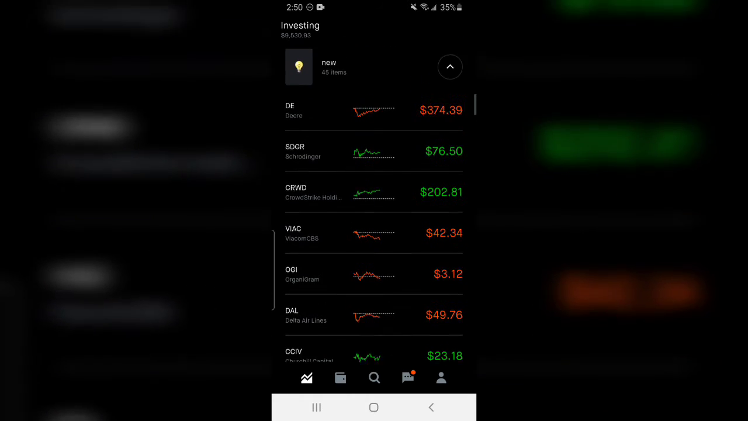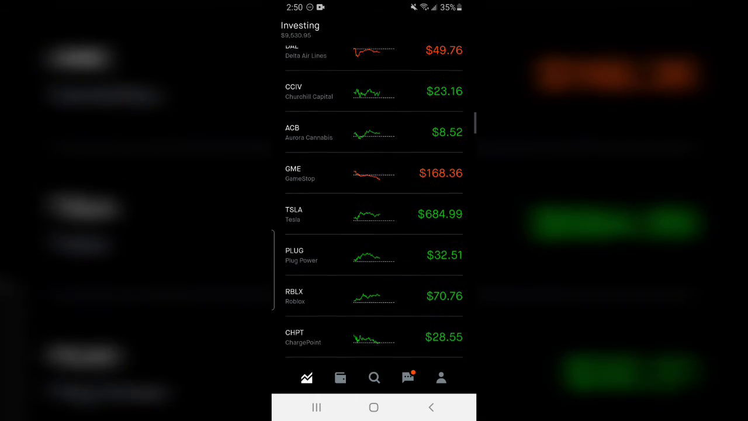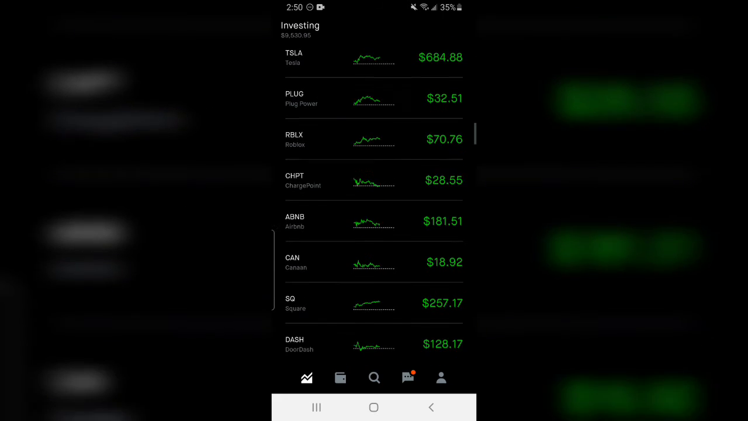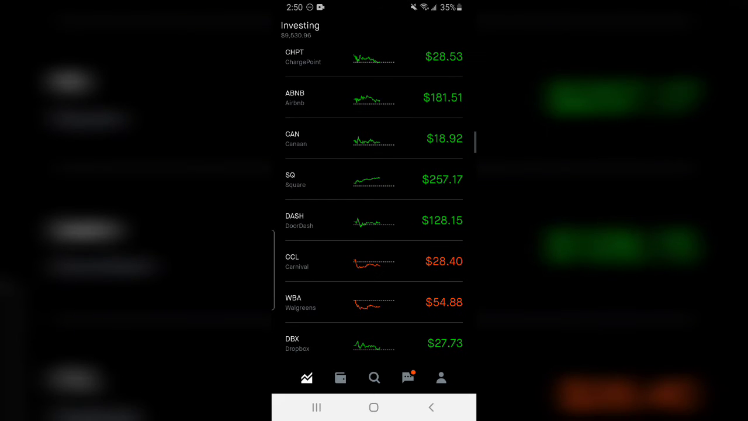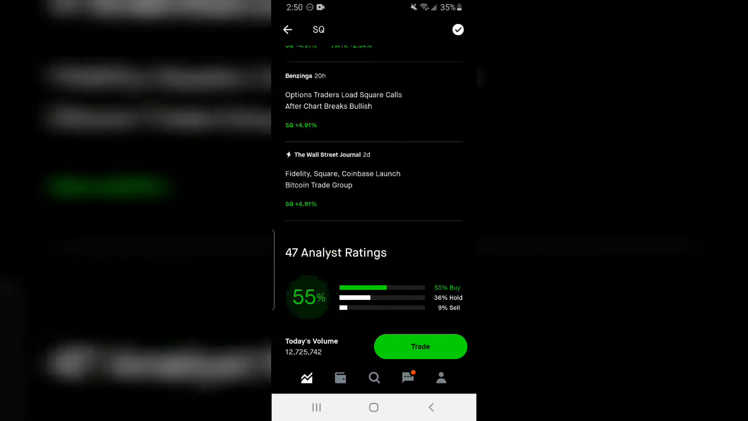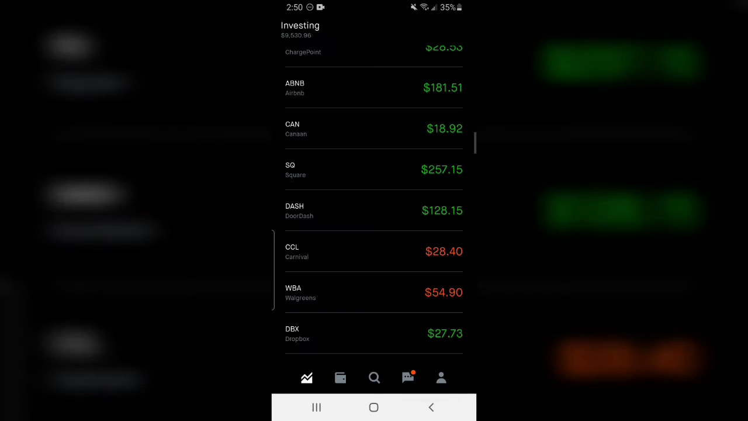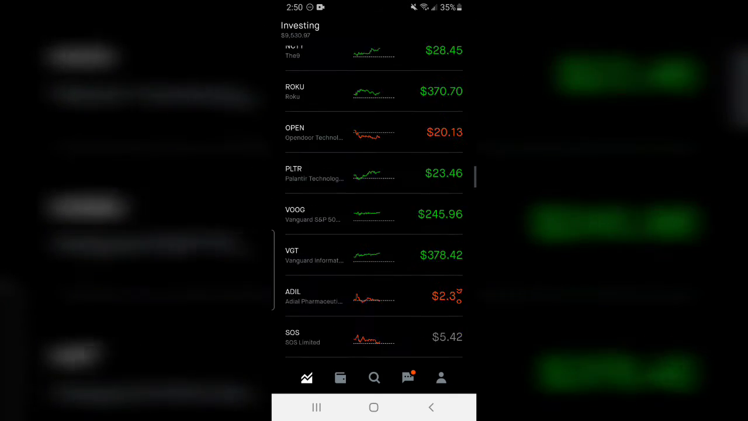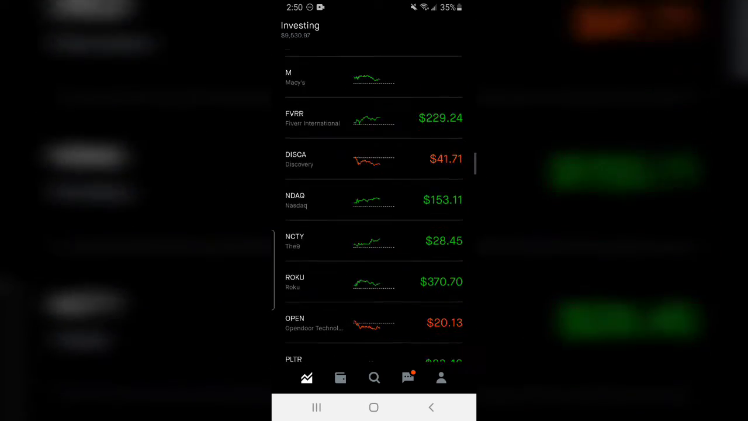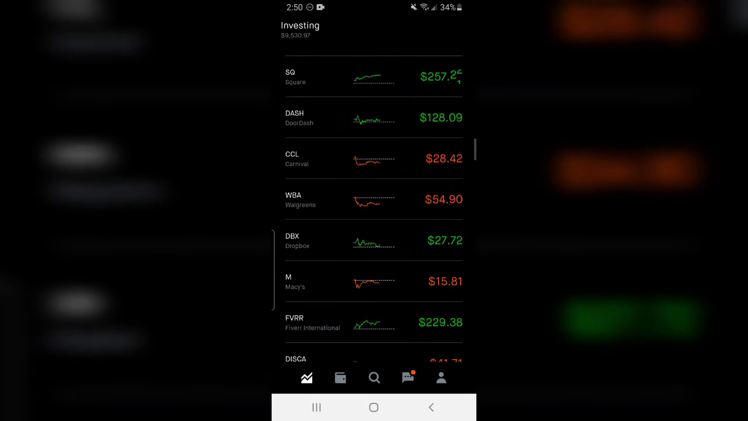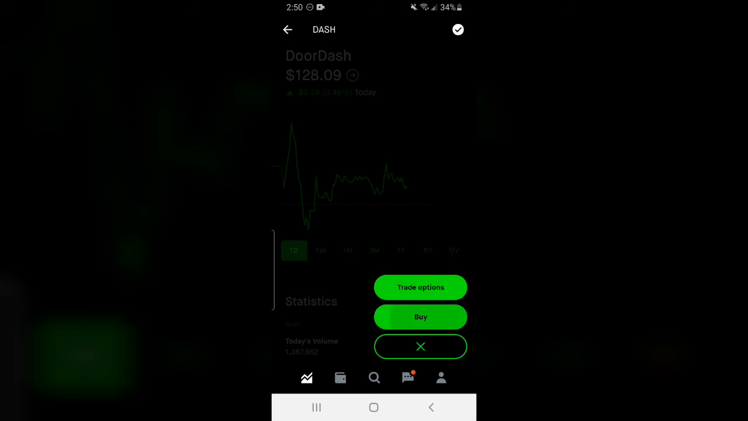So let's find a good stock, one that everyone should know about. Let's scroll down. We have Airbnb, we have Square, which I think is Cash App, and we have Carnival Cruise Line, which is one that I have options on. But let's find a stock that we can go buy. All right, so let's go over here and buy DoorDash. Now let's go ahead and just put $1 into DoorDash.